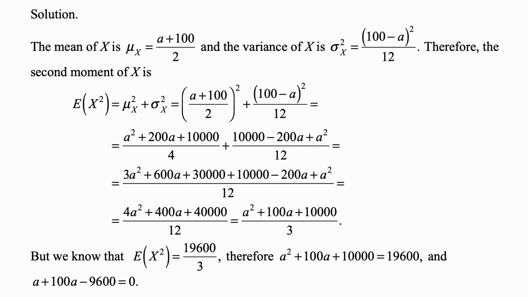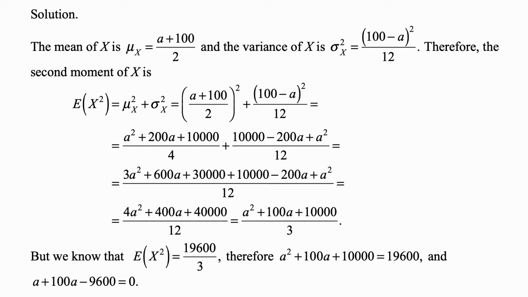Therefore, the second moment of X is mu x squared plus sigma x squared. That's another formula that you should be very familiar with when you take the exam. Well, that's equal to ((A plus 100) over 2) squared plus (100 minus A) squared over 12. And the first expression can be expanded into (A squared plus 200A plus 10,000) over 4. And the second one is (10,000 minus 200A plus A squared) over 12.